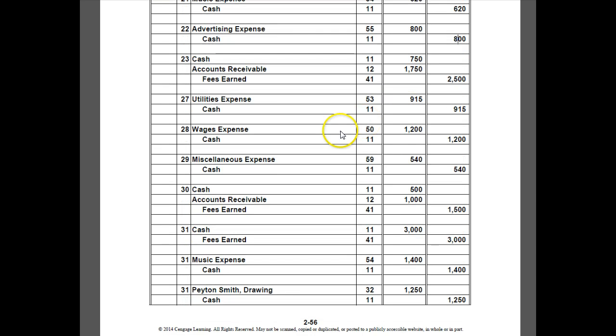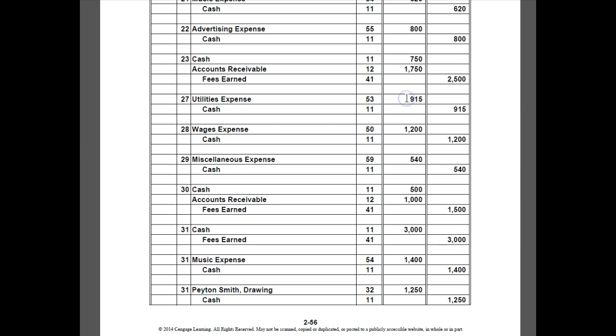Oh, here's one that's split. This one is telling me, as you look at this, she received $750 worth of cash. The rest of it was put on account. Somebody charged her the account, and she delivered $2,500 worth of services. So this is a fees earned.